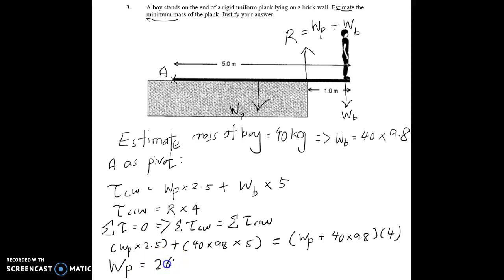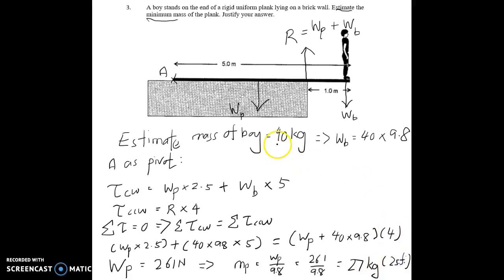Just do the mathematics here. You have 261 Newton approximately, and you take the mass of the plank by taking the weight of the plank divided by 9.8. So I'm taking 261 over 9.8. In this case, my estimated mass of the plank is 27 kilo. This is two significant figures, and this is good to go.